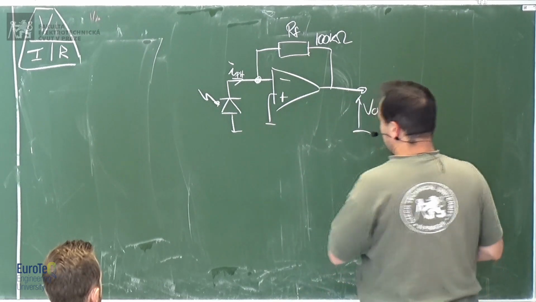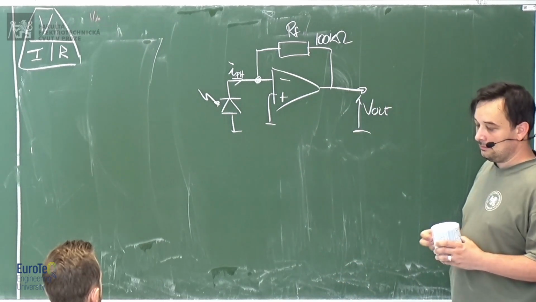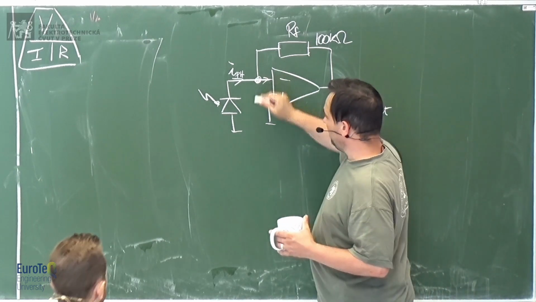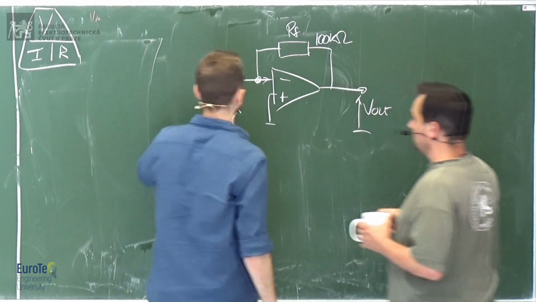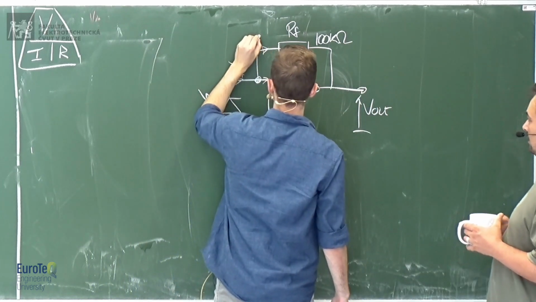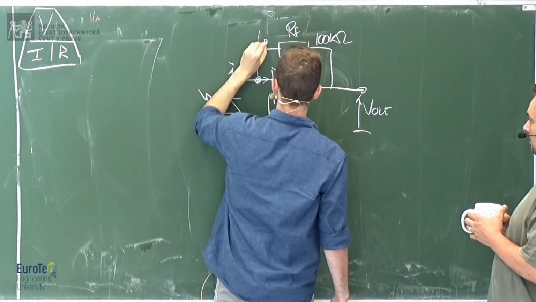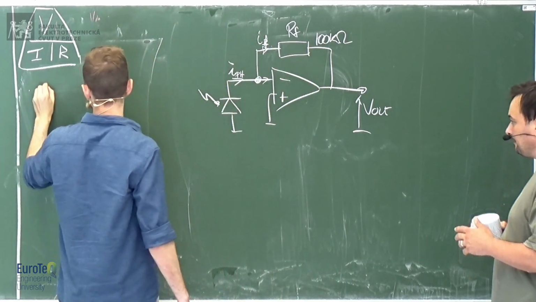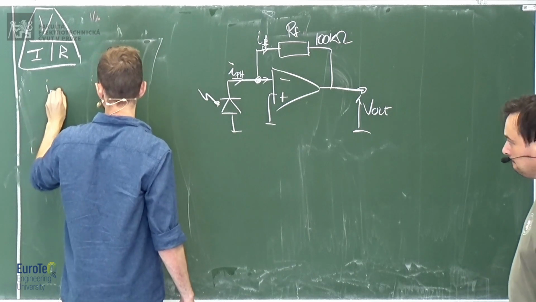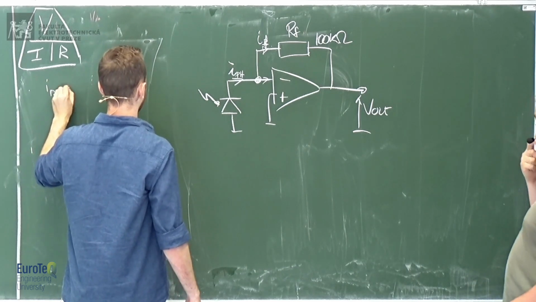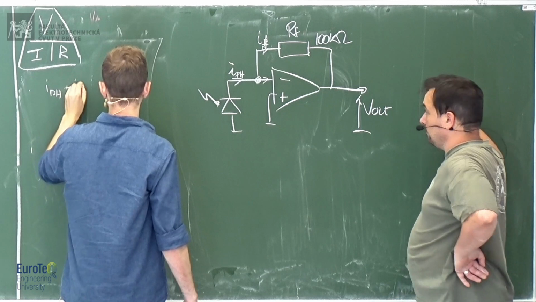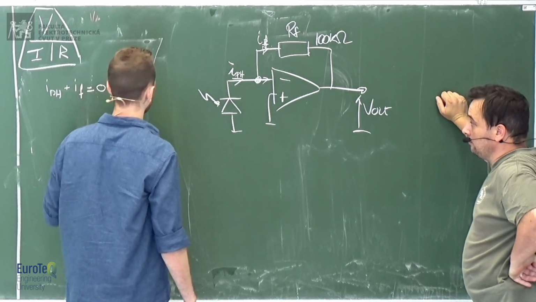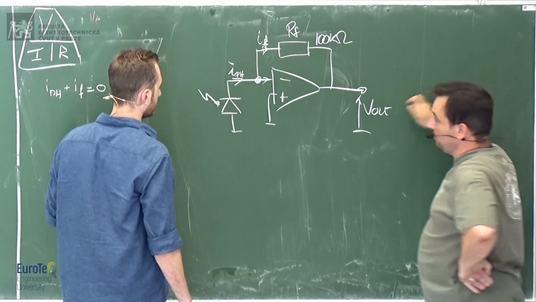Can you find the output? Where's this current going? Here, it cannot enter, right? Okay, so the current is going here. So then, I for plus IF is equal to 0. No? Not with this direction.